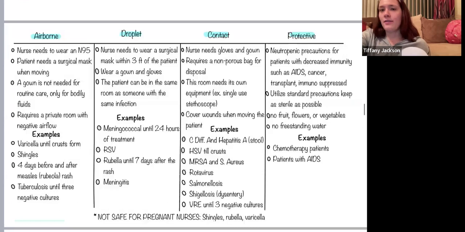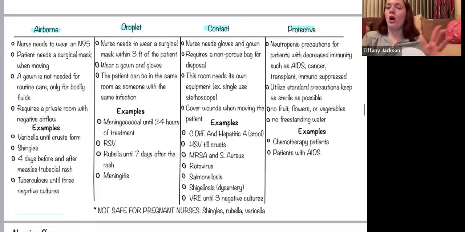Up next, we have our different types of precautions. So remember, standard, we do it for everyone no matter what, and then we can add to it. So first thing is airborne precautions. These will require the nurse to wear an N95, and whenever the patient is leaving their room, they will need to place a surgical mask on. They need a private room with negative pressure airflow. Examples of patients that will require airborne precautions include varicella, shingles, rubeola, and tuberculosis.